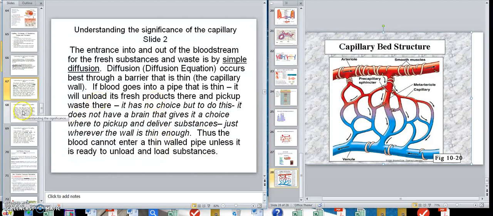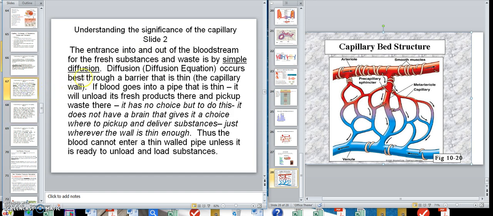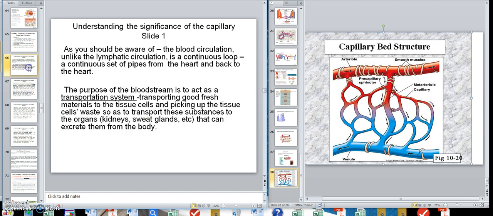Let me put it to you like this. The other blood vessels are too thick. So the arteries, arterioles, venules, except for the postcapillary venules and veins, are too thick for stuff to come in and out. Only the capillaries. The capillaries are exchange vessels. The capillaries are exchange vessels.